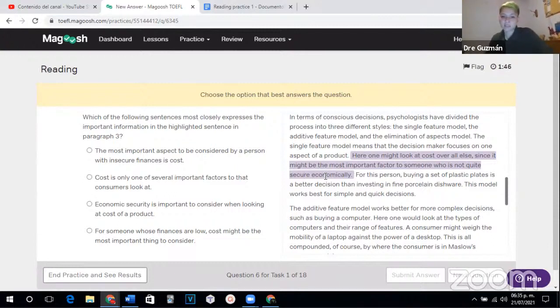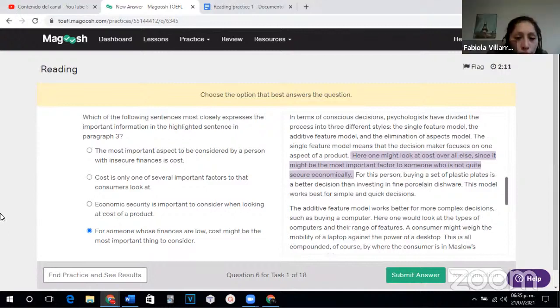They highlight this factor twice, right? "Over all else," everything else is less important. "Be the most important factor." So, well, yes, both say that, right? They're both really, really similar. Which one do you go for, Fabiola? Maybe the last one.